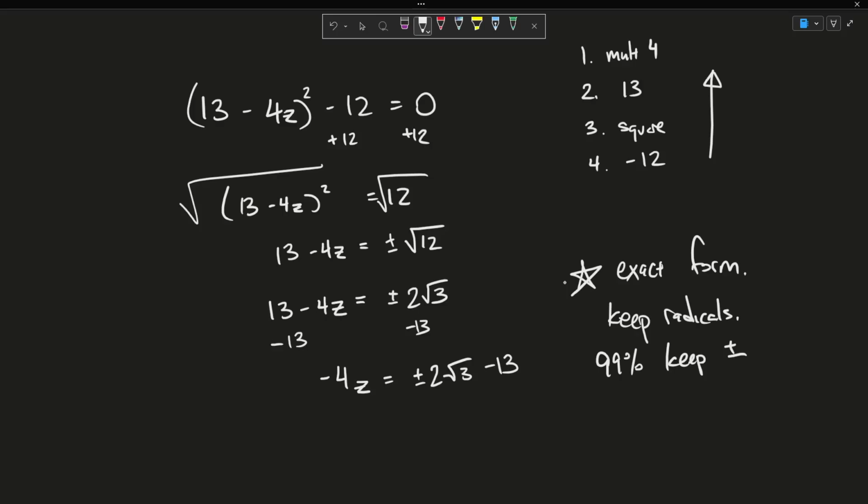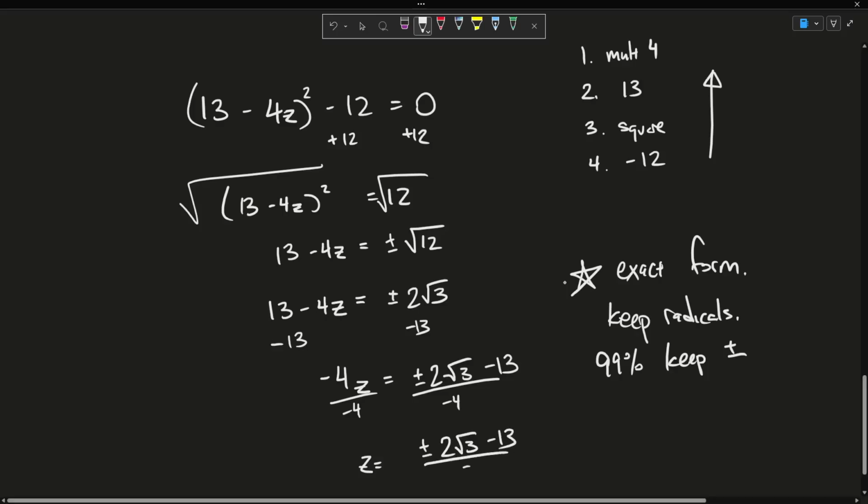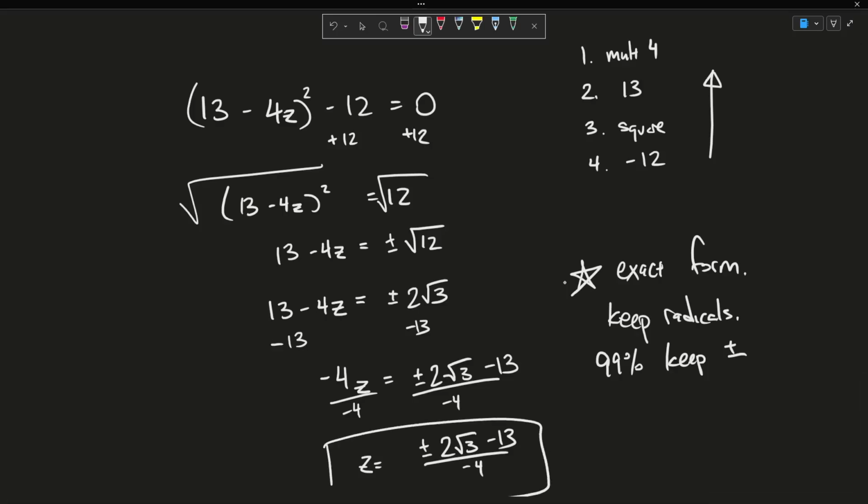And finally, get rid of 4 by dividing by negative 4. So z equals plus or minus 2 root 3 minus 13 over negative 4. That is my final answer because I can't subtract 13 from 2 root 3. There's nothing to reduce as a GCF from here. So this is the overall concept.